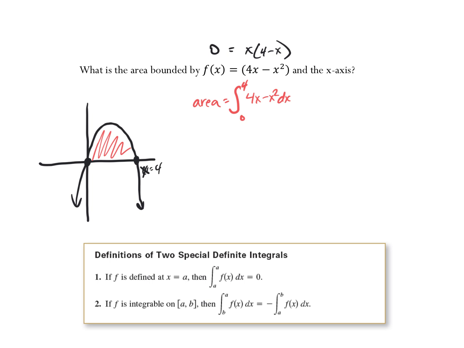Okay. What's delta x? 4 over n. C sub i? 4k over n.